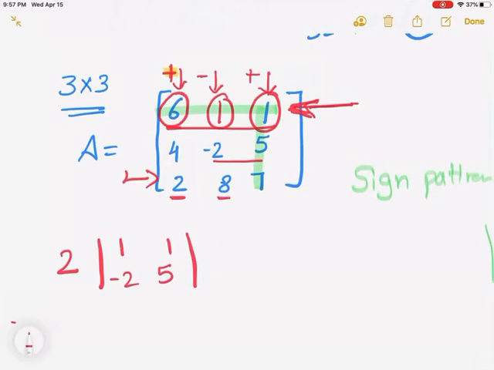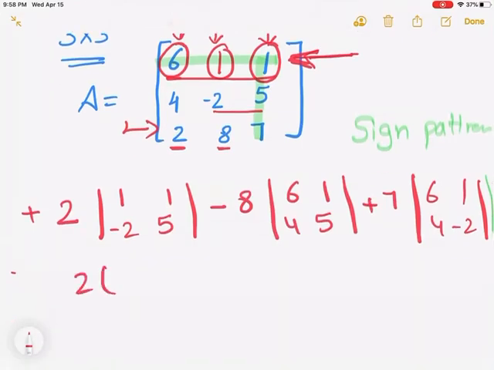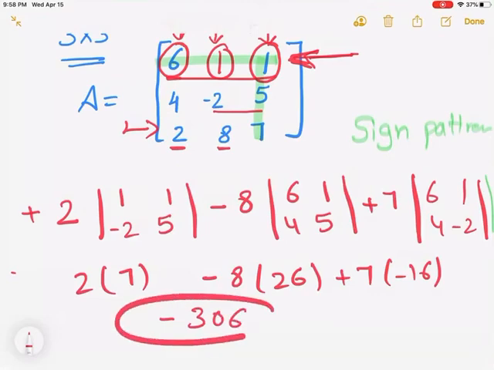If I look at 8, I cover the row and the column it's in, so my 2 by 2 would be 6, 1, 4, and 5. For 7, it would be 6, 1, 4, and -2. And now let's follow the sign pattern. So it's plus, minus, and plus. If I simplify, this would be 2 times 7, 8 times 26, 7 times -16. If I simplify the whole thing, my answer would be 306. There you go. Same answer.